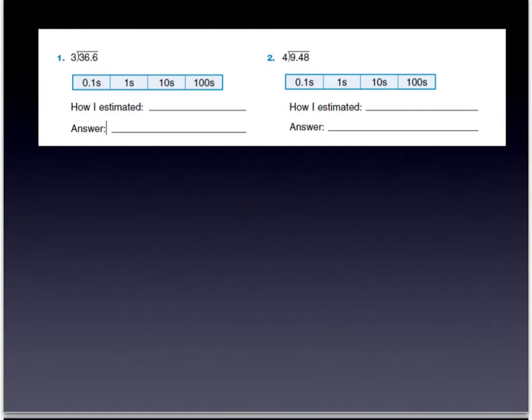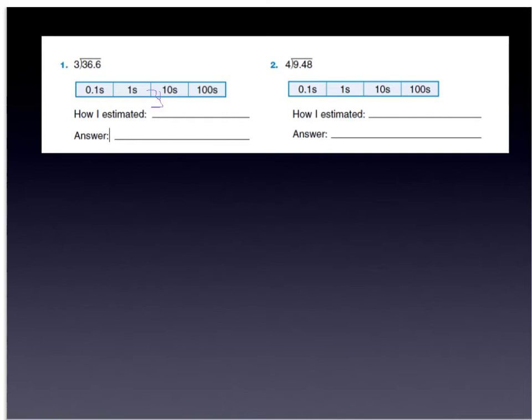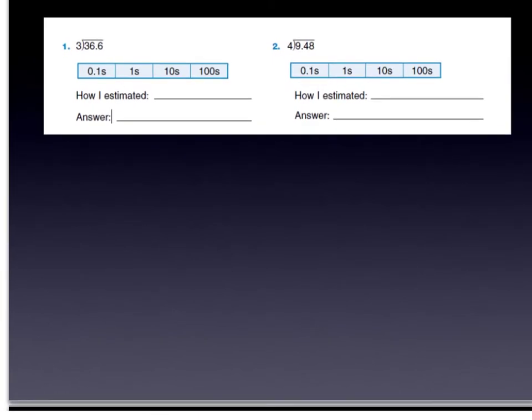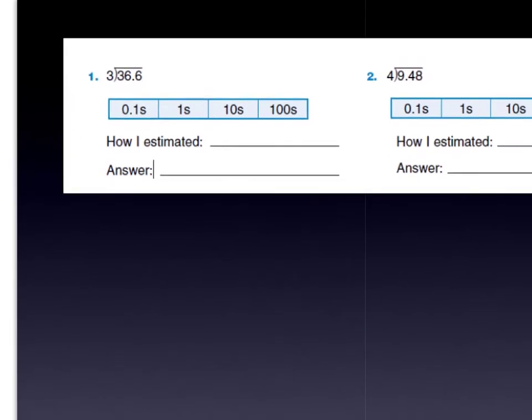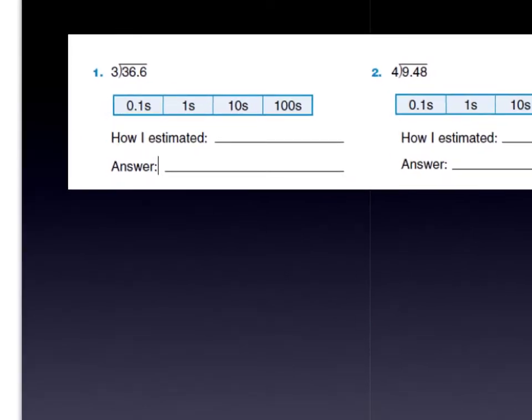What is my estimate going to be? So I have 336.6, 336 and 6/10 divided by 3. What is the best way to make my estimate? Well, all right. Let me just round it to friendly numbers. Make it real easy on us. Oh, I need to zoom in. Let's make it a little bit bigger. Okay. All right. So my estimate's going to be 30.